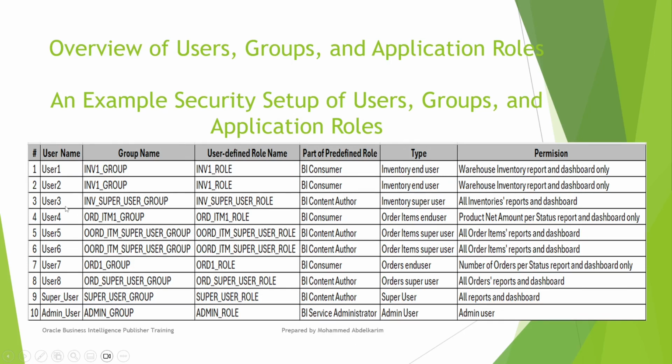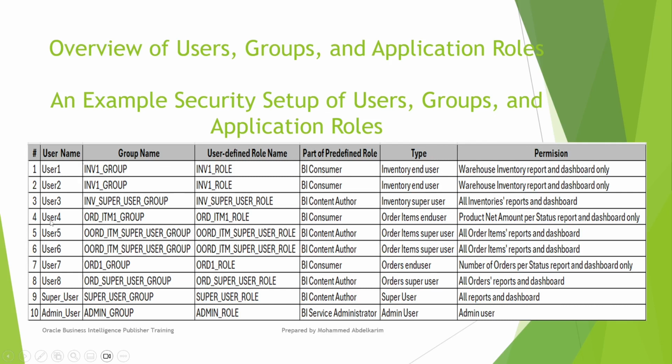For user 3, he is in the inventory super user group. When we talk about a super user, he can view the entire report in the inventories. He will be part of the inventory super user role, which is part of the BI content author application role. The type of user will be inventory super user. He can view all inventories, reports, and dashboards.